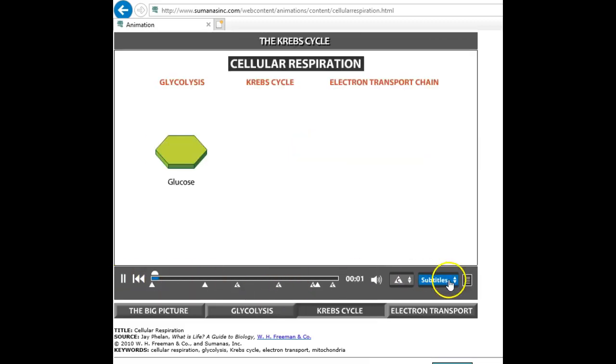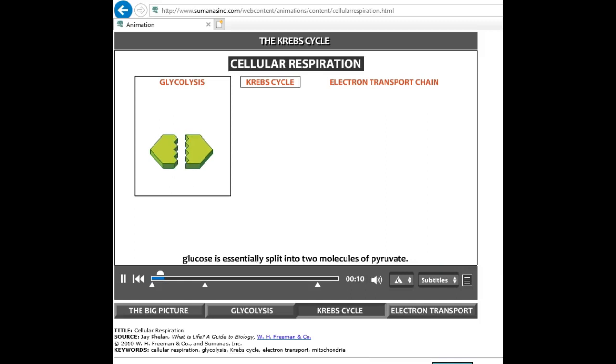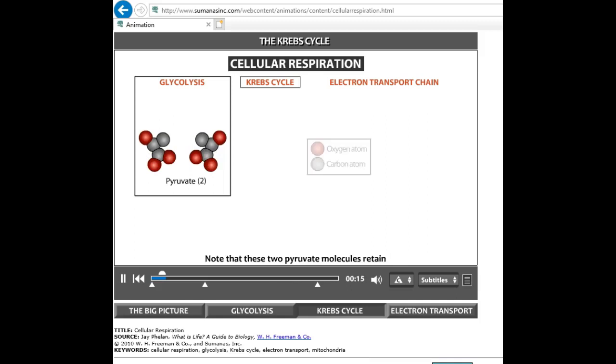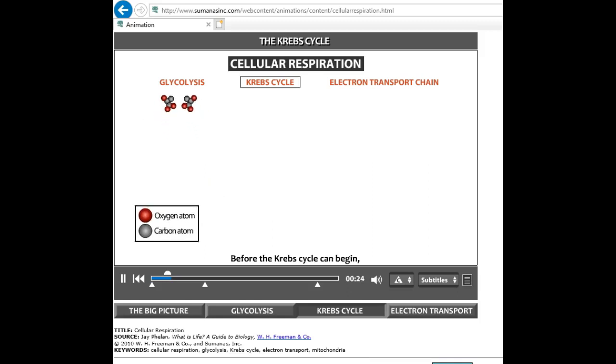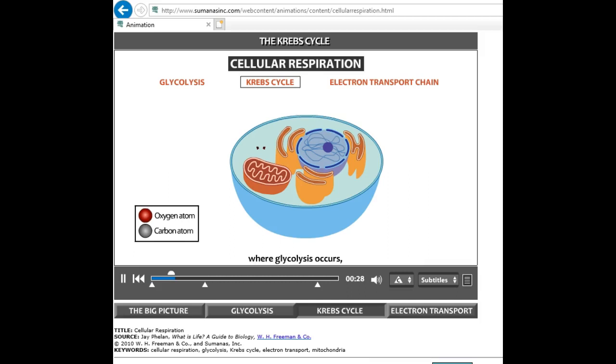The second step in cellular respiration, called the Krebs cycle, picks up where glycolysis left off. Recall that in glycolysis, glucose is essentially split into 2 molecules of pyruvate. Note that these 2 pyruvate molecules retain the original 6 carbon atoms from glucose, as well as most of glucose's energy. Before the Krebs cycle can begin, the pyruvate molecules must be transported from the cytoplasm, where glycolysis occurs, into mitochondria, where the Krebs cycle takes place.